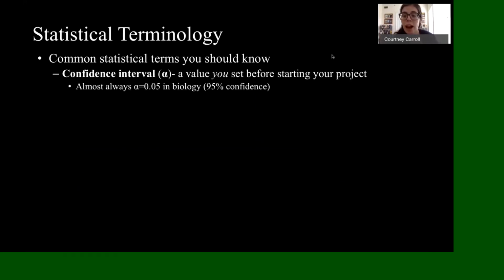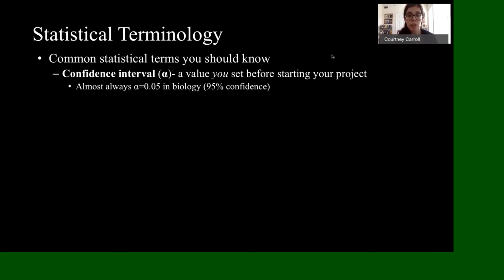Before we talk about how we figure that out, we've got to throw out some key terms here. Common statistical terms that you should know. The confidence interval is a value you set before you start your project. How confident do you want to be in your statistics? Most of the time, we set our alpha at 0.05 in biology, which represents a 95% confidence interval.